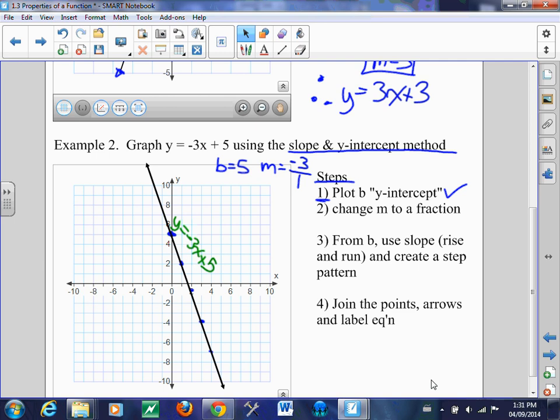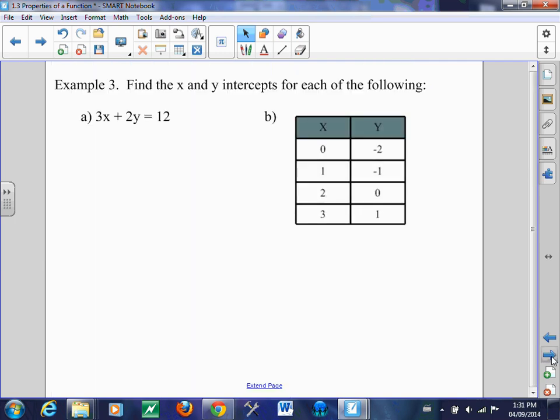Next example, example 3. Find the x and y intercepts for each of the following. We touched on this in grade 9, but not as much, so we'll do it as a review.